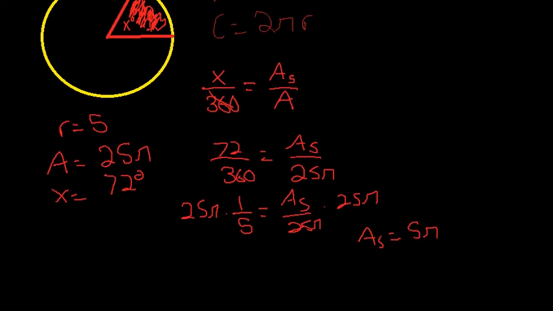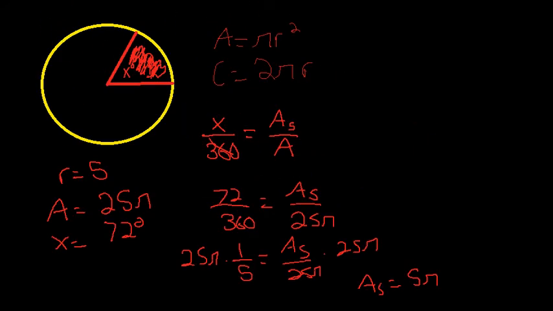This same relationship can be used for circumference. Actually, let me do it right up here. So let's say instead of finding the area, we just wanted to find the length, the length of this arc right here. Well, it's a very similar setup. The ratio of our angle x to our whole circle, which is 360 degrees, is going to be the length of our shaded region divided by the circumference. It's almost the exact same ratio.